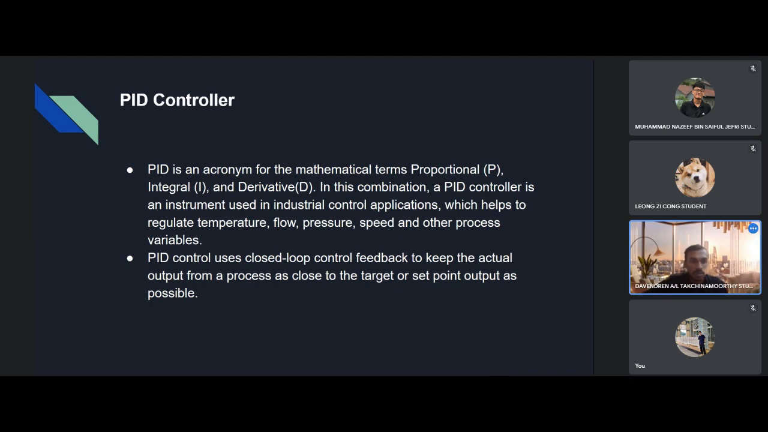PID is an acronym for the mathematical terms proportional, integral, and derivative. A PID controller is an instrument used in industrial control applications which helps to regulate temperature, flow, pressure, speed, and other processes. A PID controller uses closed-loop feedback to keep the actual output from a process as close to the target or set point output as possible.